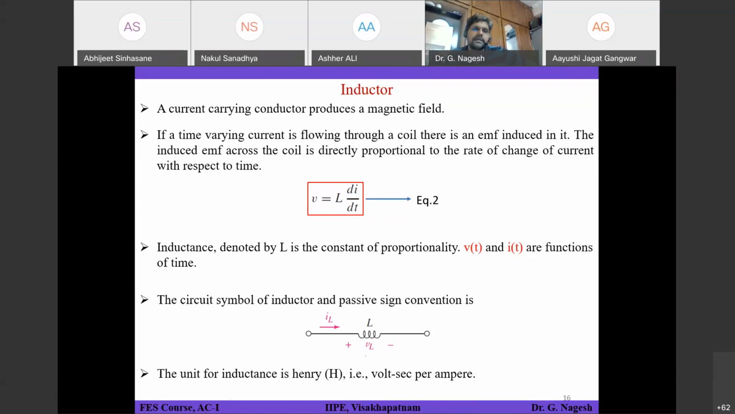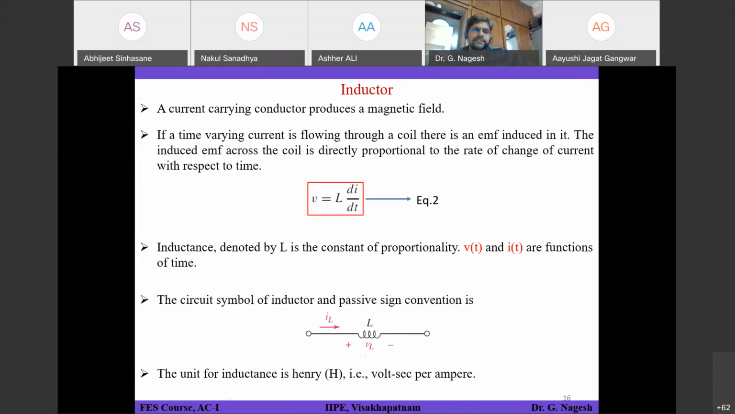Why? You have seen I is equal to C into dV by dt. When V is not varying with respect to time, that means the voltage across the capacitor terminals is constant, the current flowing through the capacitor is zero, I is equal to 0, and it is an open circuit. The same analogy applies for the inductor.